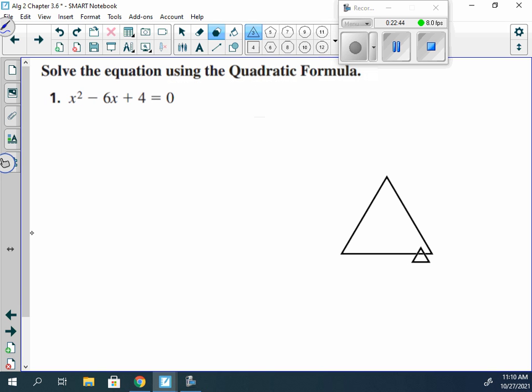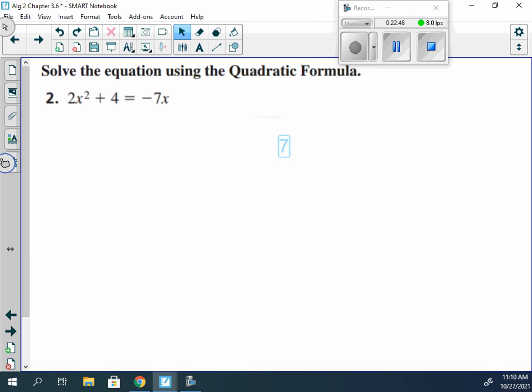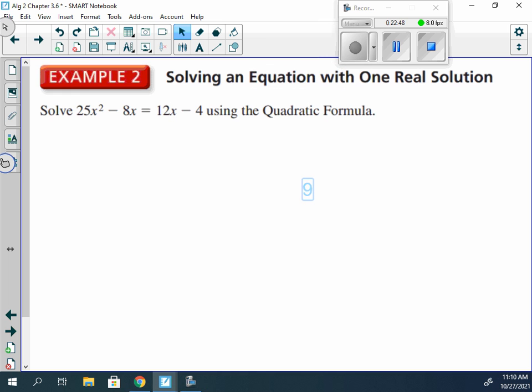Okay, I'm drawing shapes apparently. Let's go on and look at this one here. I know I'm skipping a few, but let's look at this one here.